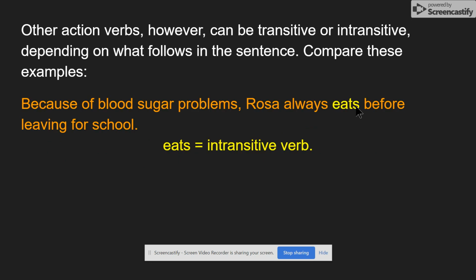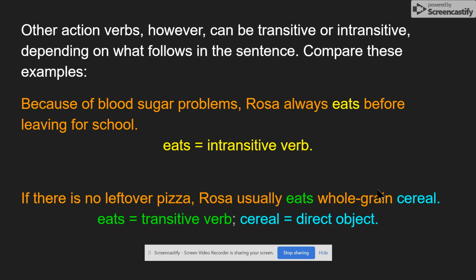Because of blood sugar problems, Rosa always eats before leaving for school. Well, she eats, but we don't know what she eats, so that is an intransitive verb. Compare that with, if there is no leftover pizza, Rosa usually eats whole grain cereal. Now we know what she eats. She eats cereal. So eats is our transitive verb. Cereal is our direct object.